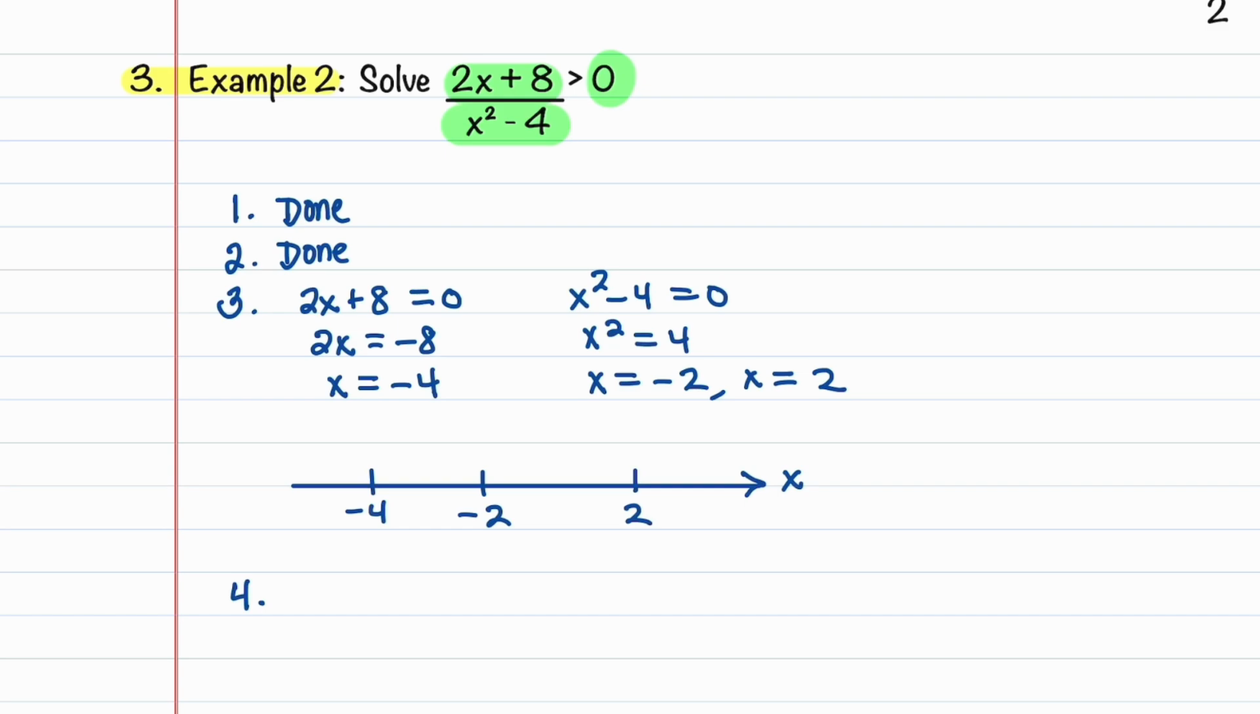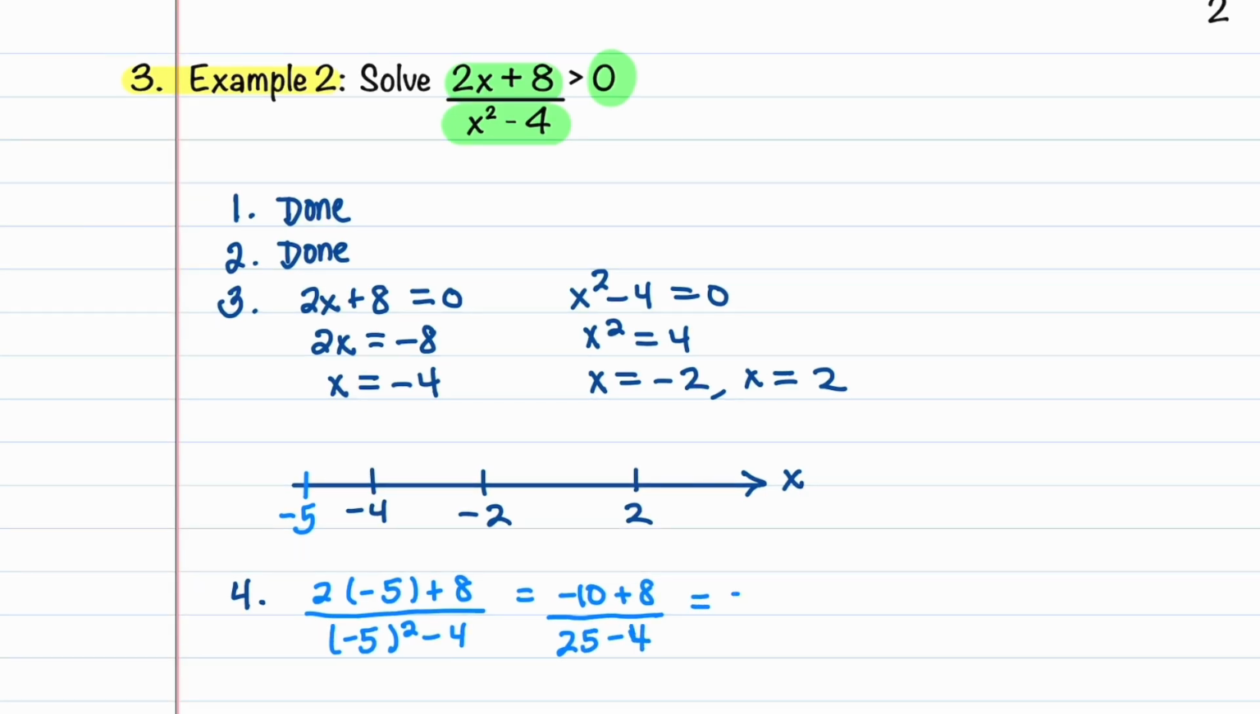Let's work from left to right again. And I'm going to pick a point to the left of -4, so let's just say -5. Looking back up to our inequality, that is highlighted in green, we're going to plug in x is equal to -5. So we have 2 times -5 plus 8, all divided by -5 quantity squared minus 4. This gives us a -10 plus 8 on the top, and then 25 minus 4 on the bottom. So we have a minus 2 over 21.